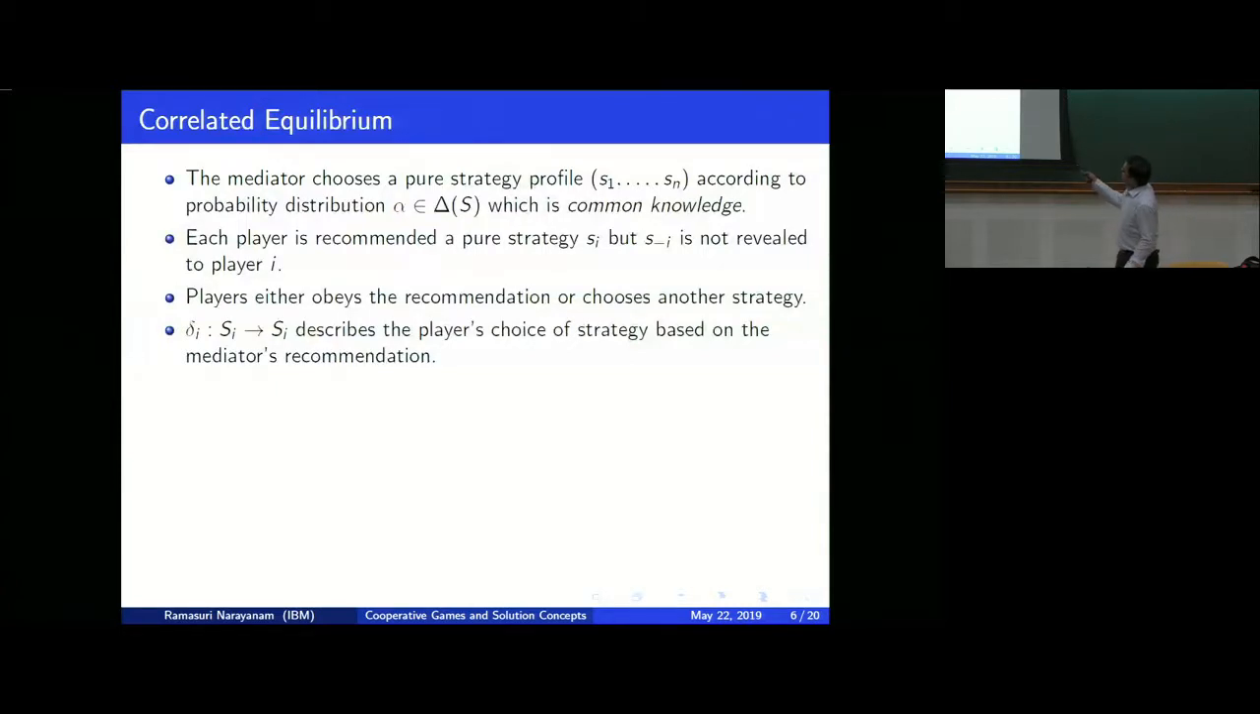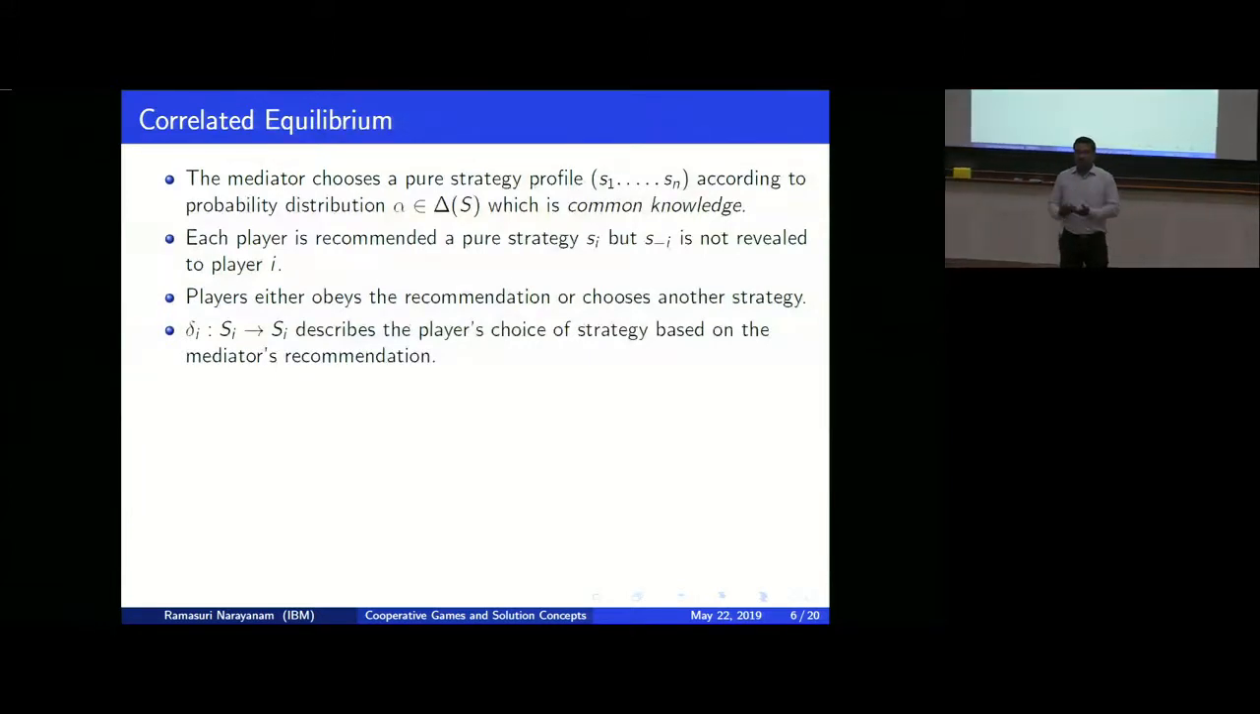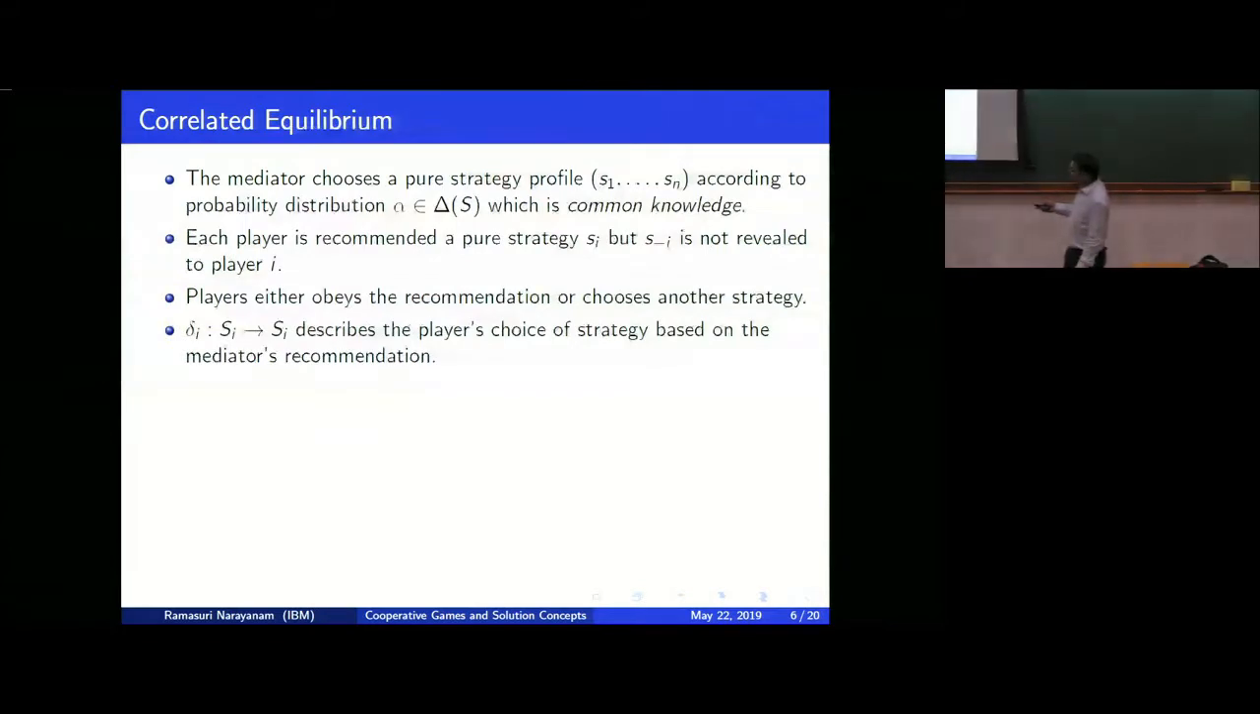Now define a function called delta i. The mediator prescribed Si to me; I can either play Si or I can choose my own other strategy as per my utility function. So this leads to naturally defining a function delta i from my own set Si to Si. The mediator gives me one pure strategy. Either I can play the same thing or I can choose my own pure strategy according to my utility function. So this delta i defines a mapping from Si to Si for every player i.